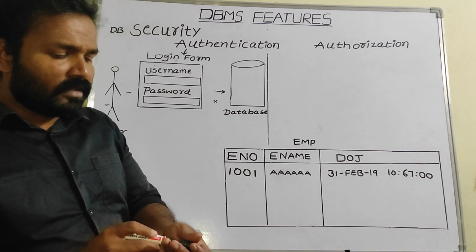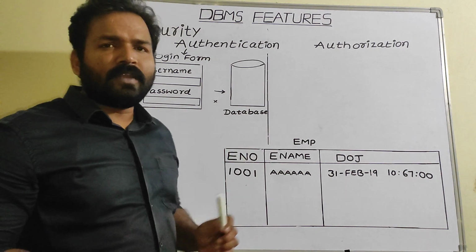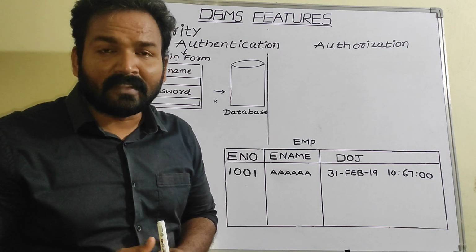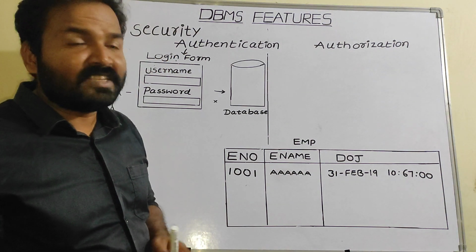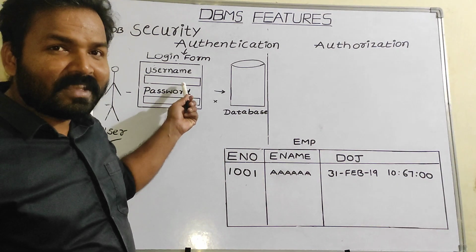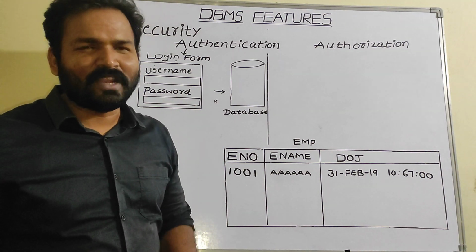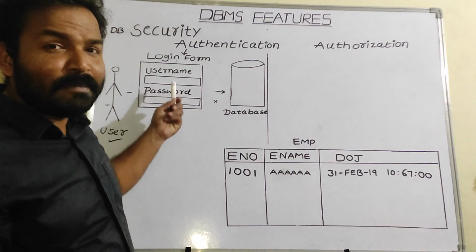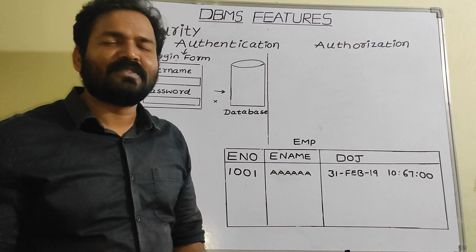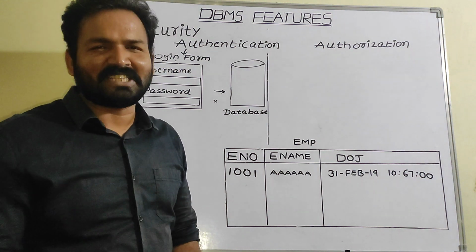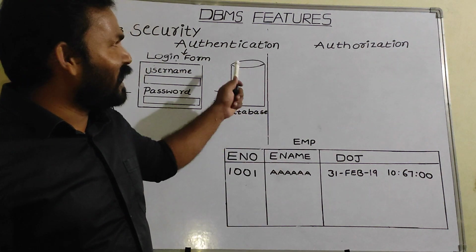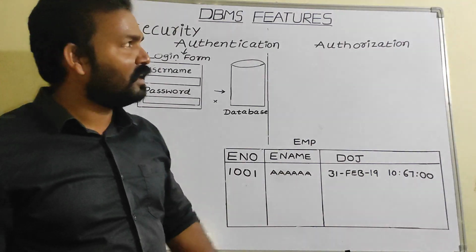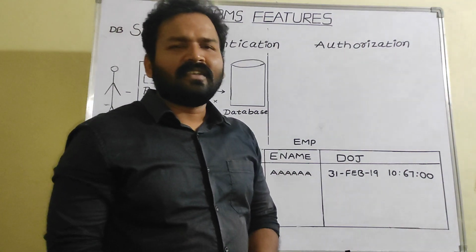For example, when you log on to a website, the website verifies your username and password. So that is called authentication. And authentication is done before authorization.